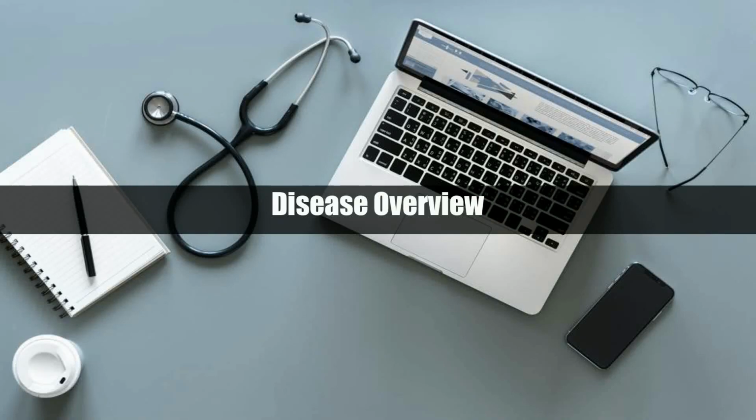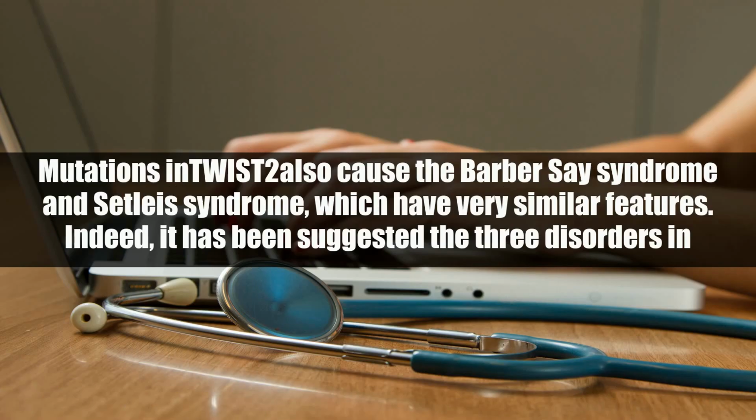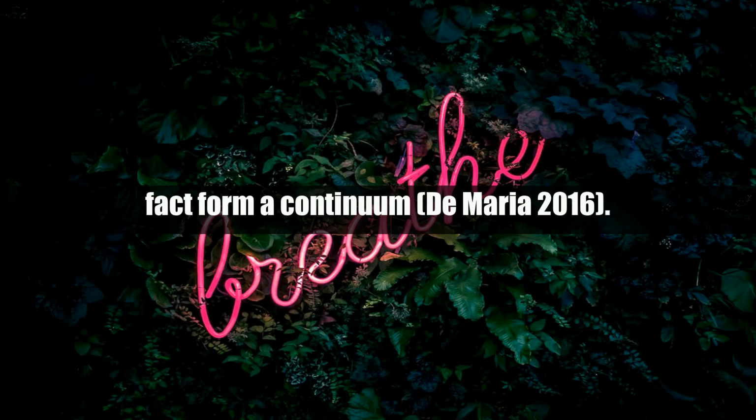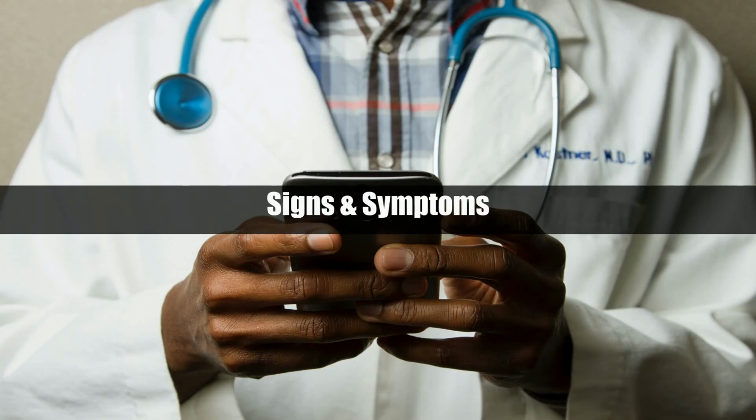Disease overview. Mutations in TWIST2 also cause Barber-Say syndrome and Setleis syndrome, which have very similar features. Indeed, it has been suggested the three disorders in fact form a continuum. De Maria 2016.